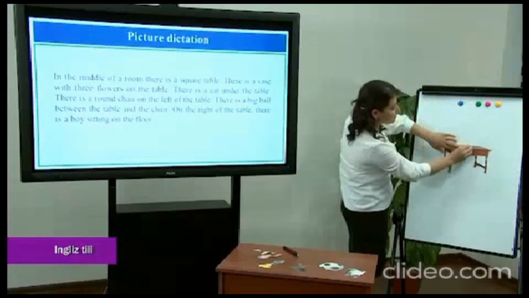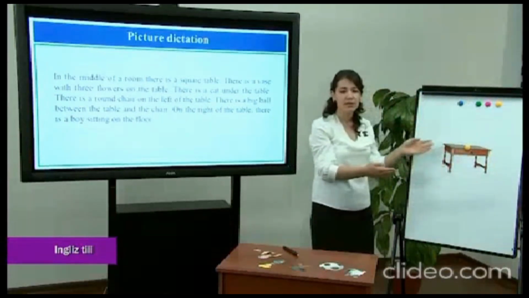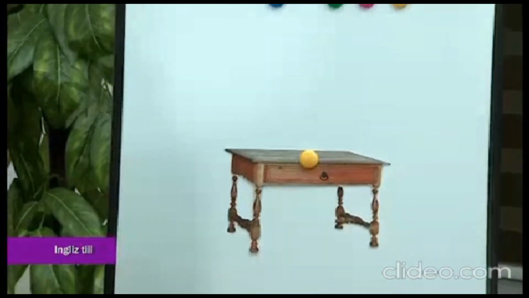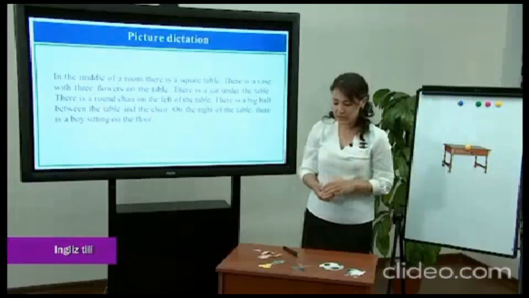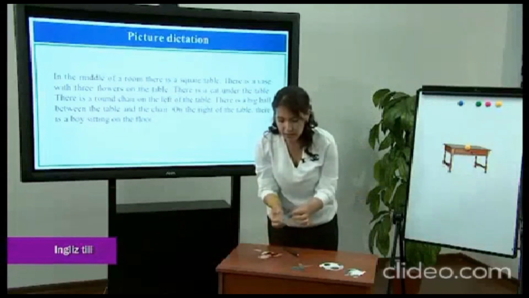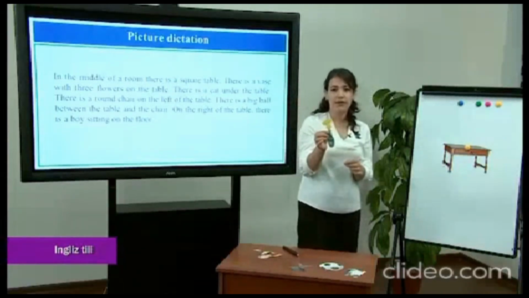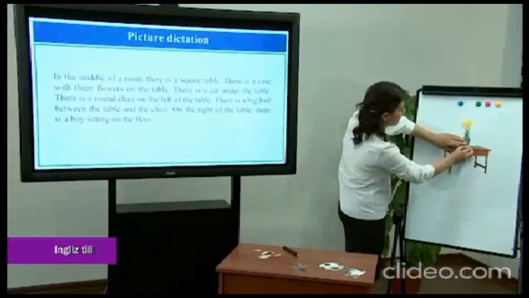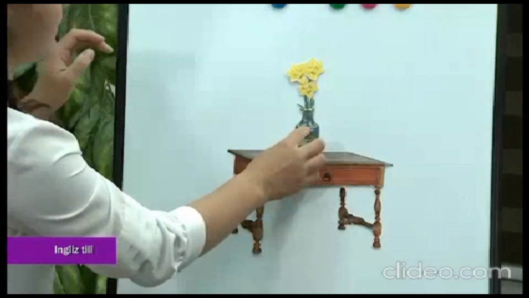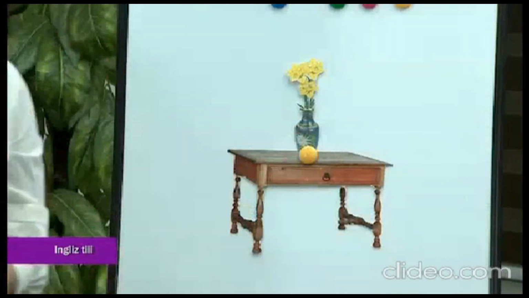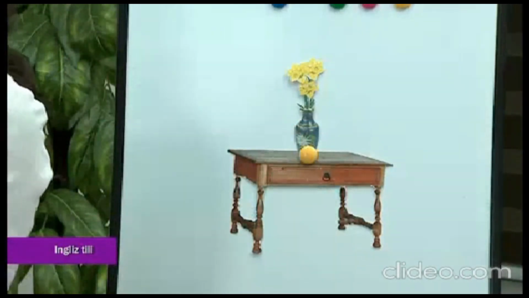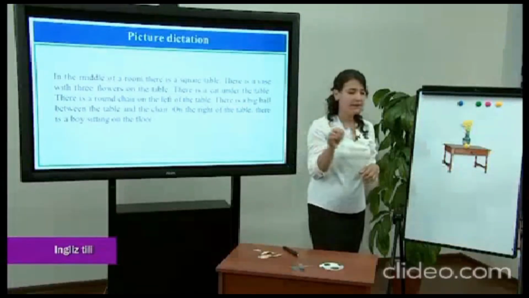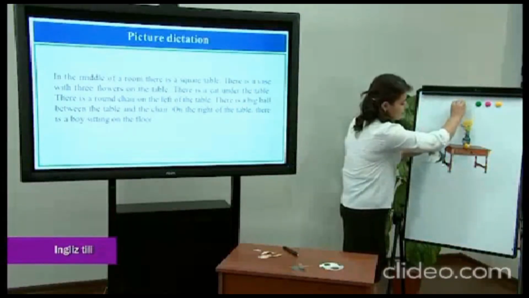Your pupils should also put the square in the middle of their paper. And there is a vase with 3 flowers on the table. This is a vase with 3 flowers, and it is on the table. Like this. And then there is a cat under the table. This is a cat, and it is under the table.